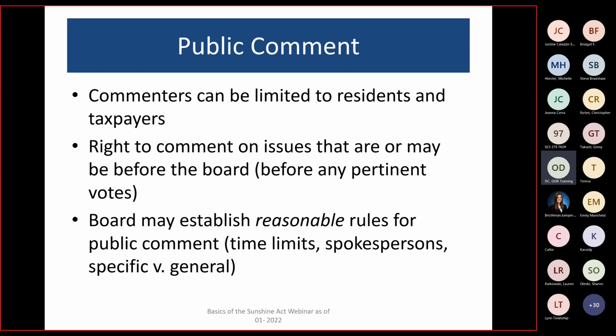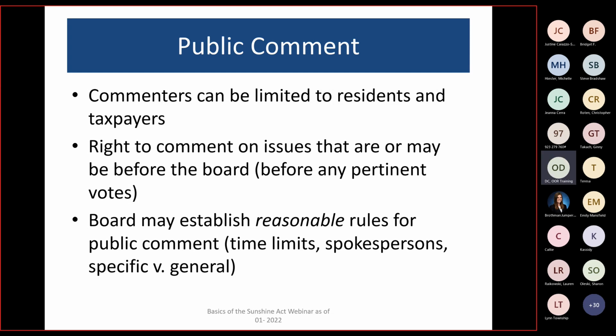And it's based on the fact that the board may establish reasonable rules for public comment. Typically, here we're talking about time limits. You've got 3 minutes. Everybody has 3 minutes for public comment before we vote on this, okay? Or you can appoint a spokesperson, okay? Now, I'm looking at the word reasonable here.